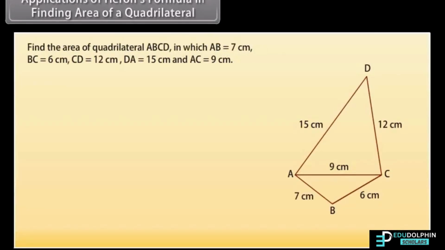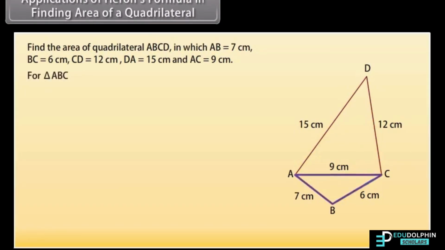Find the area of quadrilateral ABCD, in which AB is equal to 7 cm, BC equals 6 cm, CD equals 12 cm, DA equals 15 cm, and AC is equal to 9 cm. Look at this quadrilateral. To find its area, we divide it into two triangles. Let's now find the area of these triangles one by one.